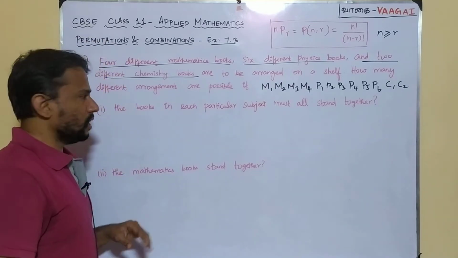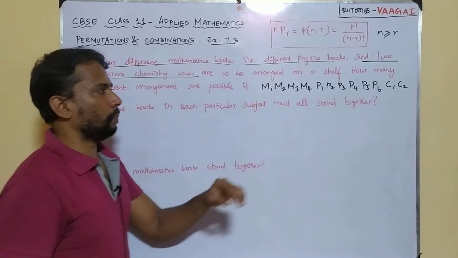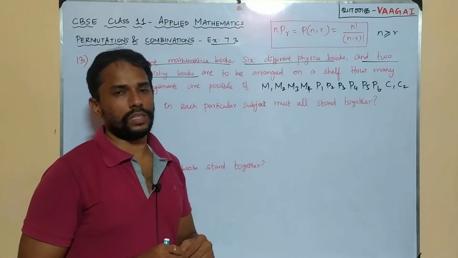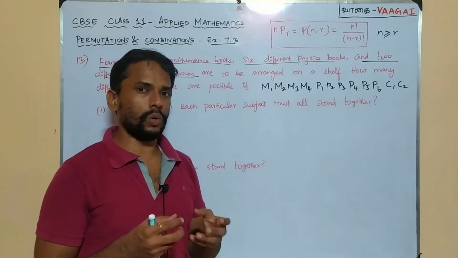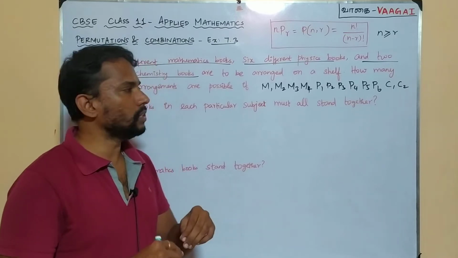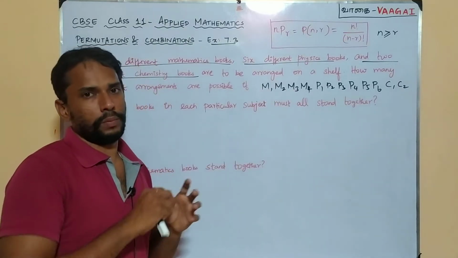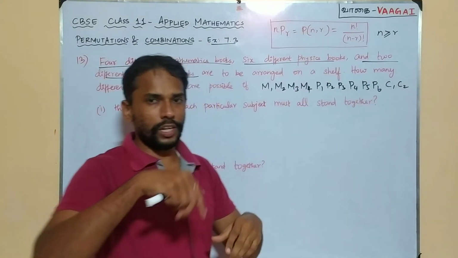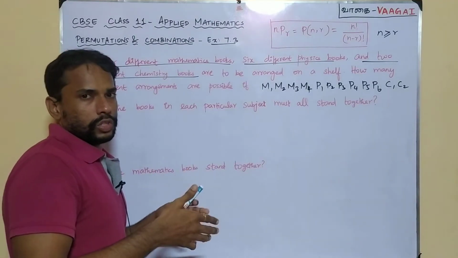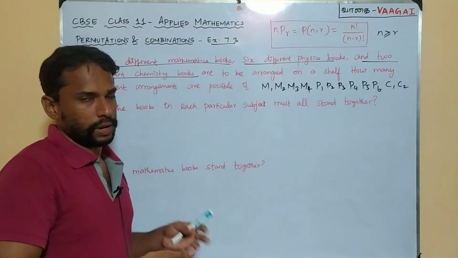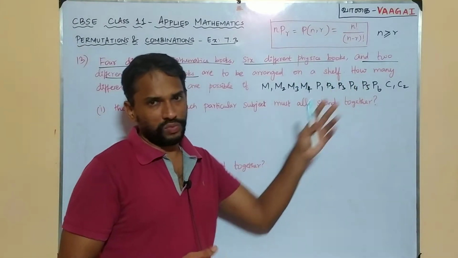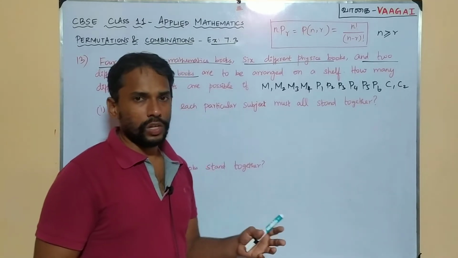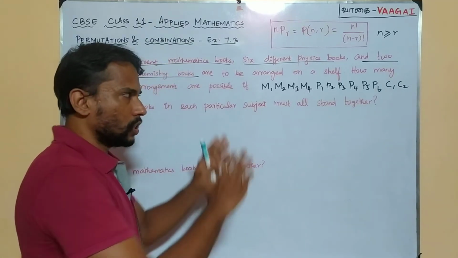The first subdivision says the books in each particular subject must all stand together. What do you mean by that? Books from each particular subject should always be together. The maths books should be together among themselves, the physics books, all these 6, should be together, and the chemistry books should be together. Between 2 maths books, you should not have a physics or chemistry book coming. Or between any 2 physics books, you should not have a different subject book in between. So each subject's books should always be together. This is what they come to say here.